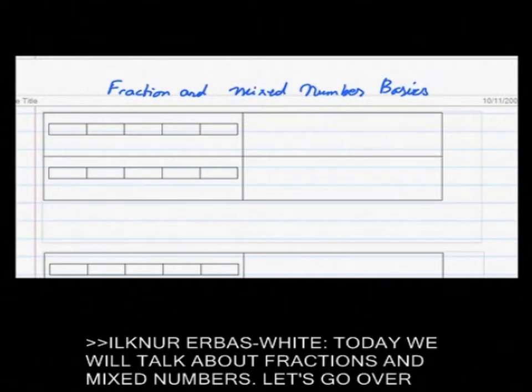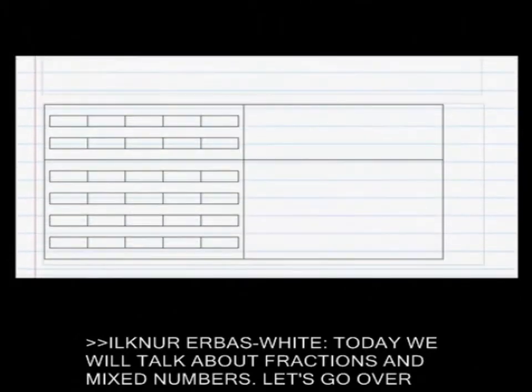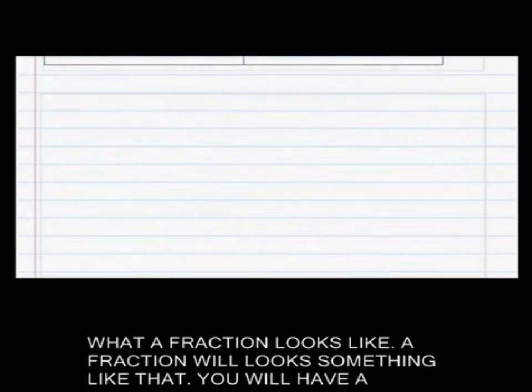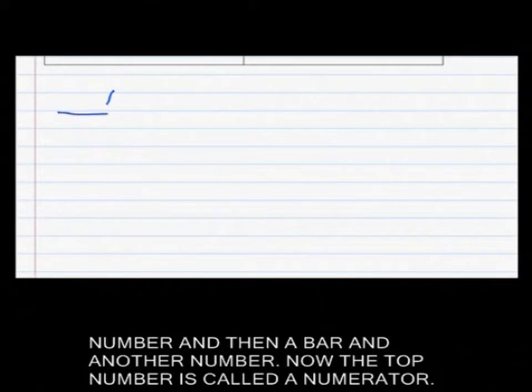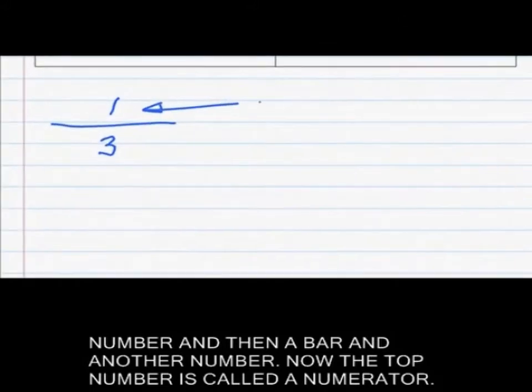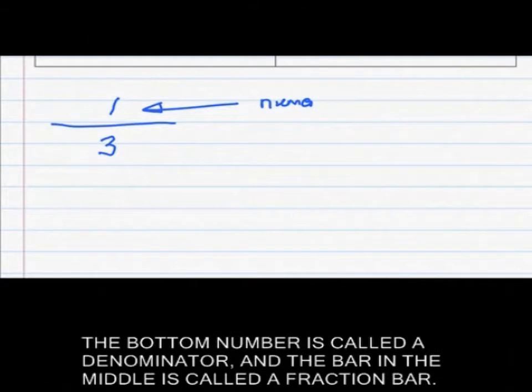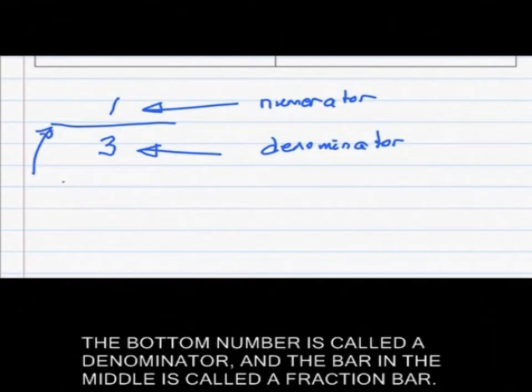Today we will talk about fractions and mixed numbers. Let's go over what a fraction looks like. A fraction will look something like that. You'll have a number and then a bar and another number. Now, the top number is called a numerator. The bottom number is called a denominator. And the bar in the middle is called a fraction bar.